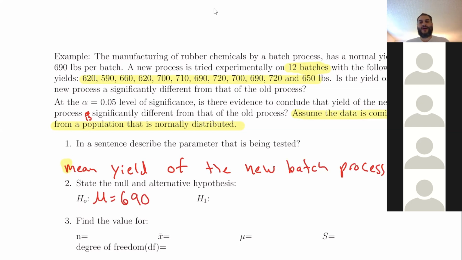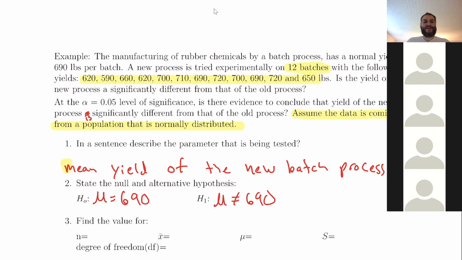So for this one, are they telling us that we think it should be greater than 690, less than 690, or do we just want to prove that it's different from 690? Just different. Yeah, just different. So the alternate hypothesis will be that it's just different. All right. Everybody good with step number 2?